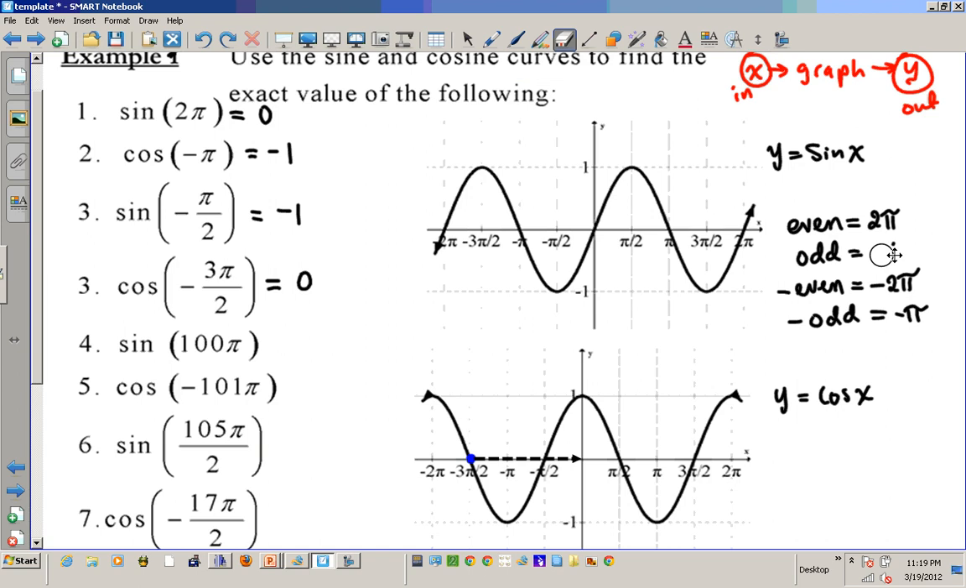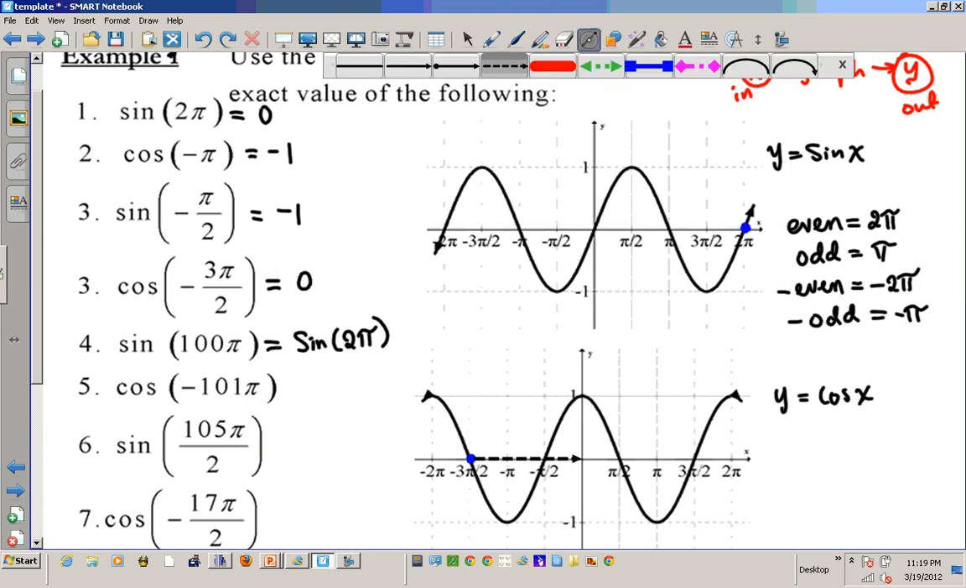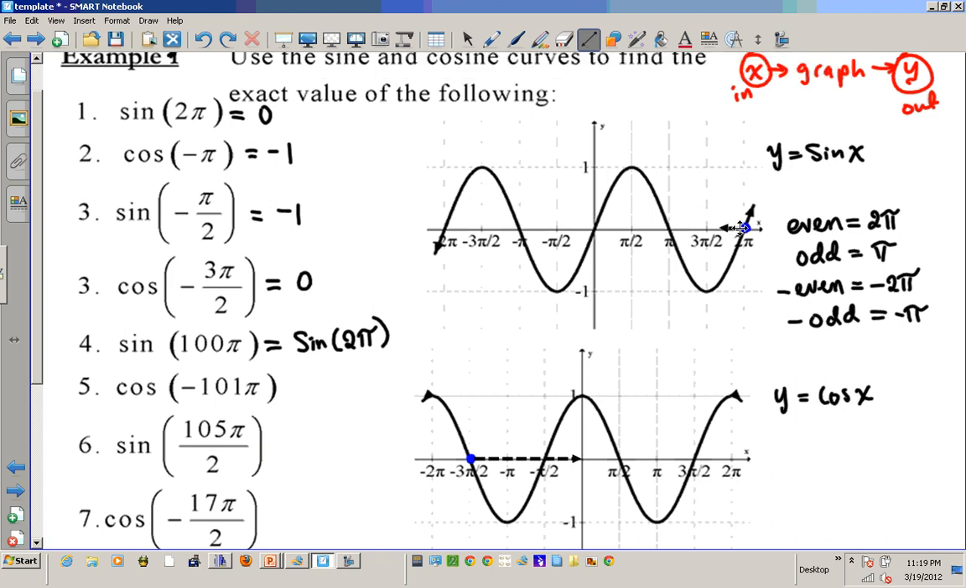Alright, so now let's take a look at 100. Is this odd or even? Since it's even, this is the same thing as sine of 2 pi. What is sine of 2 pi? We already did this before, right? Since you're already on the graph, you just trace it to the y, and the answer is 0. So sine of 100 pi, which is equal to sine of 2 pi, is simply 0.